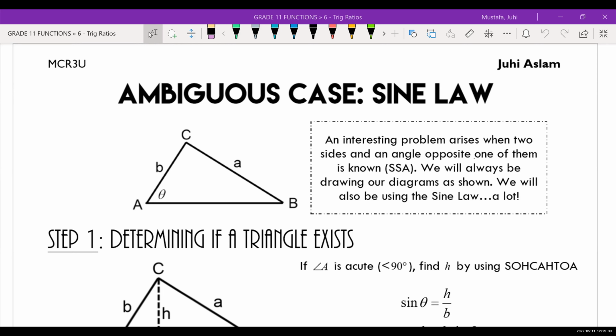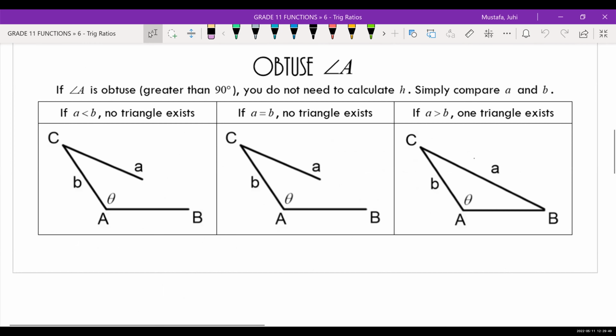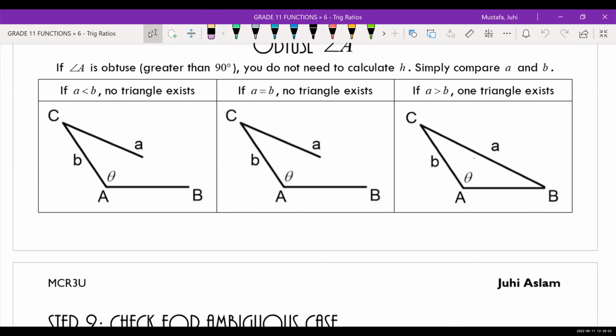So really quickly, because I know we spent a lot of time on this, our triangles will always be SSA, side length, angle. We will always draw them in this position. We will first look at the angle and determine if it's obtuse or acute. Obtuse is greater than 90 degrees. And for the obtuse triangle, it's actually pretty easy because you don't have to do any calculations. You just compare the A length and the B length. So if the A side length is smaller than B, or if it's the same length as B, no triangle exists. But if A is longer than B, then only one triangle exists. So you can never have an ambiguous case when it's obtuse, but you can have a no triangle or a one triangle.